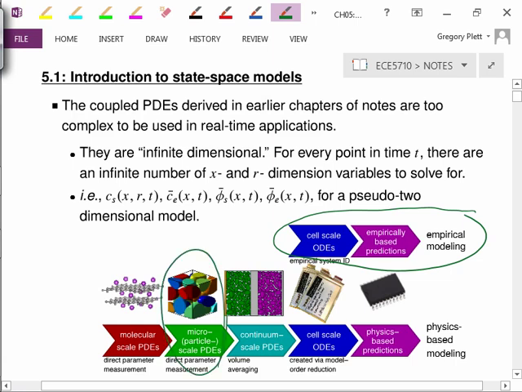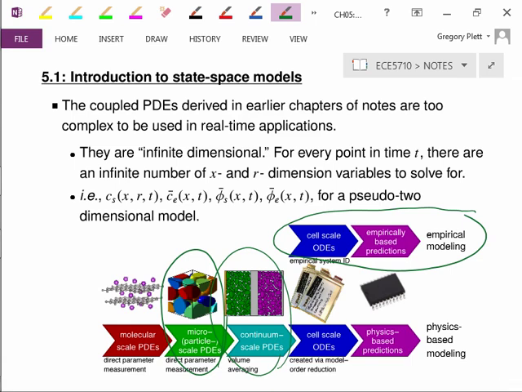And in Chapter 3, we looked at the microscale, particle scale models and found that those described homogeneous materials very well, but they were far too complex to implement in a real-time application. In Chapter 4, we saw how to do volume averaging over small volumes inside of the electrodes to come up with continuum scale partial differential equations, which were substantially simpler in a computational sense and still quite accurate, but still these are too complicated for many real-time applications.